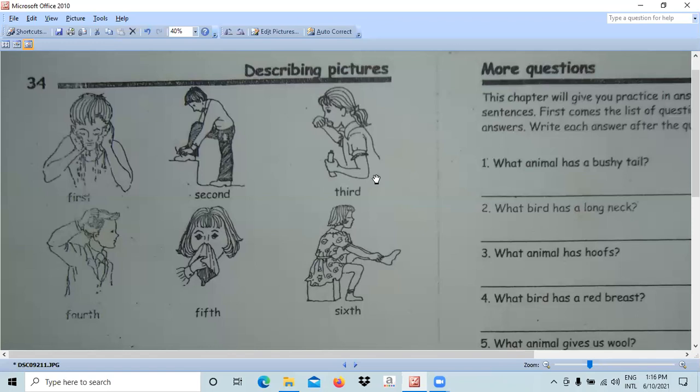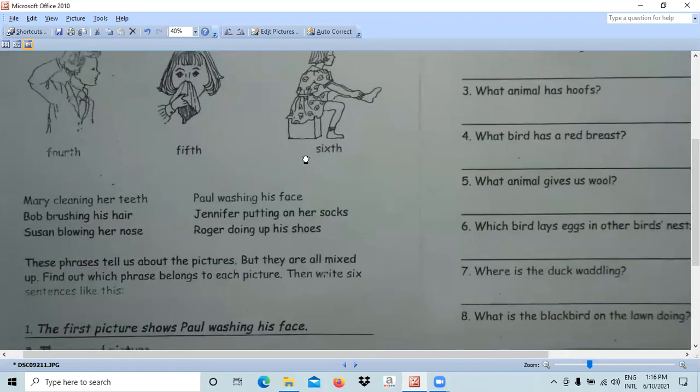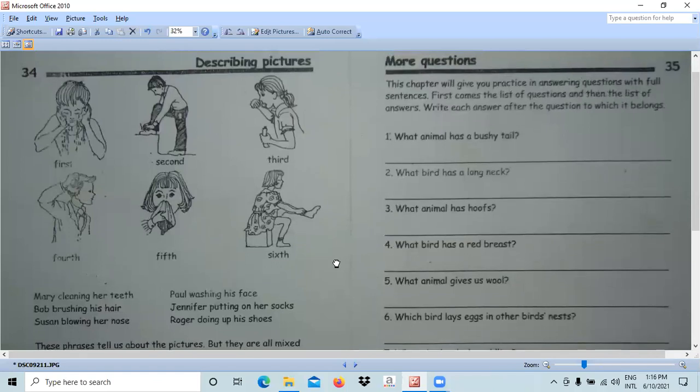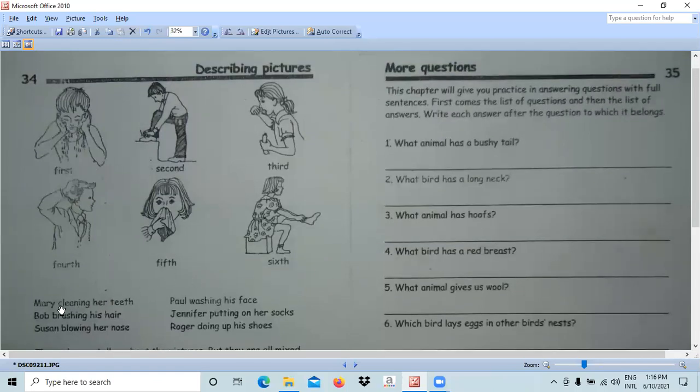So that is the step for speaking. Here we have six sentences below. Mary cleaning her teeth, Bob brushing his hair, Susan blowing her nose, Paul washing his face, Jennifer putting on her socks, Roger doing up his shoes.